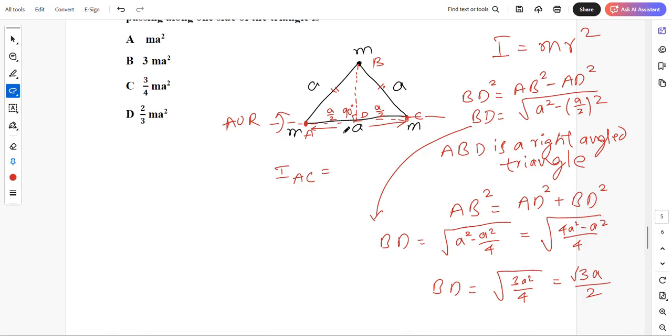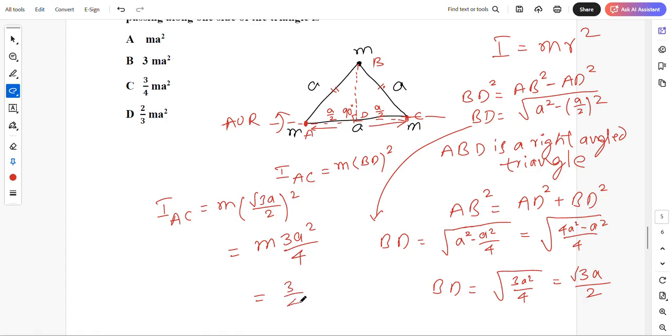Now what is IAC? For IAC, you have to use the formula m into r the whole square. What is the point mass? Small m is m. What is the distance? That is BD, and we got BD. BD the whole square, that is the distance. So IAC is equal to m into, how much is BD? BD is root 3 A by 2, the whole square. That is equal to m into 3 A square by 4. That is equal to 3 by 4 m A square, which is the right answer. IAC is 3 by 4 m A square.